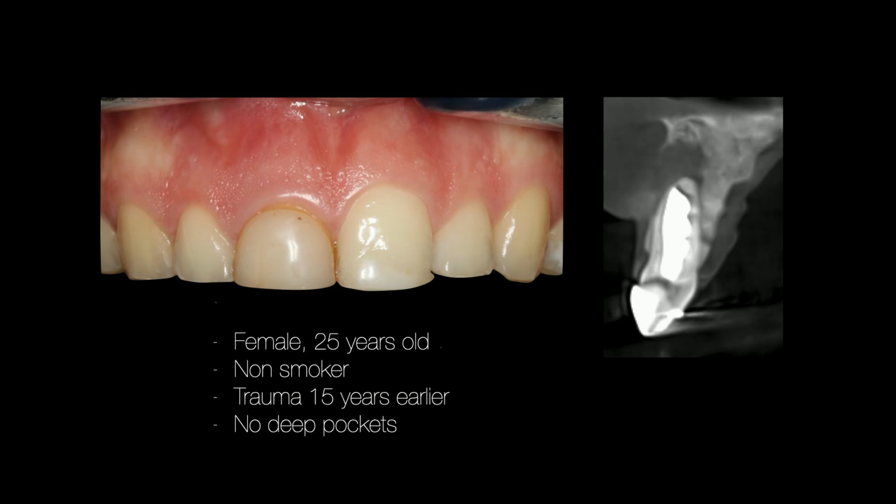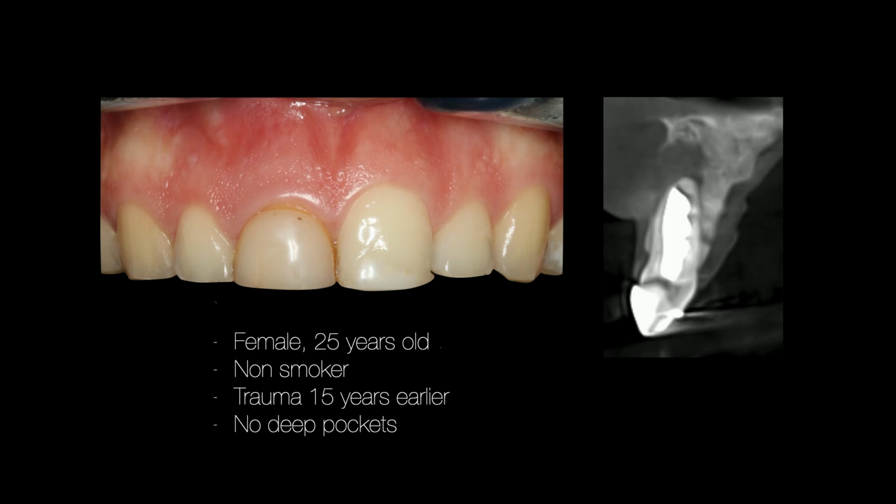Welcome, everyone. So we have, I think, an exciting session ahead. And we have prepared a case for you, just as a warm-up, with a poll question. Exactly. Could I have the presentation for that, please? So we want to get you involved a little bit into the theme. And we have here selected a female patient, 25 years old. She's a non-smoker, and she had a trauma 15 years earlier. There are no deep pockets. She's periodontally healthy. And you see the corresponding CBCT slice on the right side.